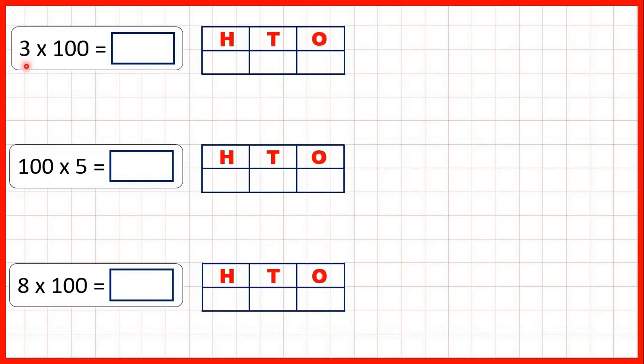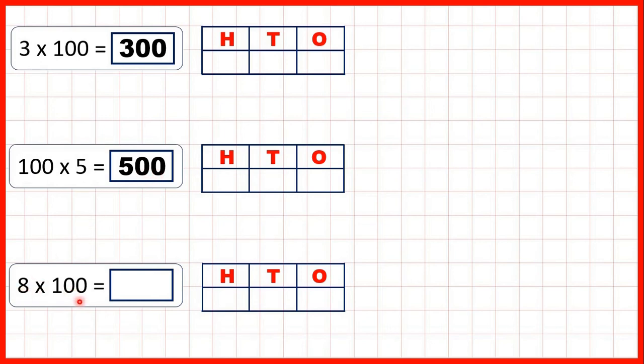Now we need to multiply a single digit number by 100. First we have 3 times 100. That's 300, because 3 times 1 is 3, and then if we have 2 end zeros in a question, we have 2 end zeros in our answer. Now we have 100 times 5. That's 500, because 1 times 5 is 5, and then we have 2 end zeros in the question, so we need 2 end zeros in our answer.